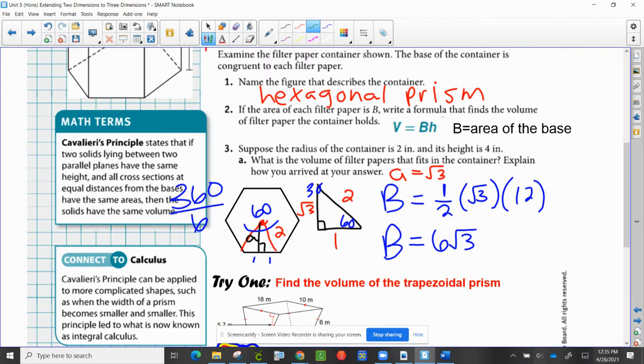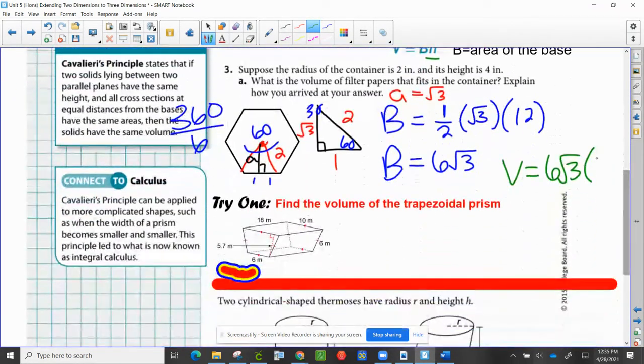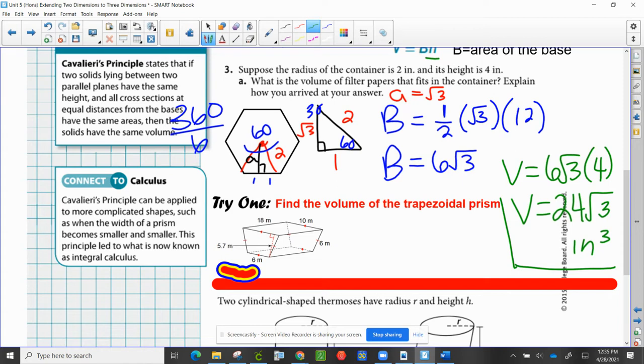So then to find the actual volume of this prism, we would take the area of our base, which we just figured out was 6 root 3, and multiply times the height. Now, if we go back to this, they told us in the beginning the height was 4. So area of the base times the height: 6 times 4 would give us 24 root 3 inches cubed. Now, for volume, we're always going to use cubic units, so just make sure you keep that kind of notation there.